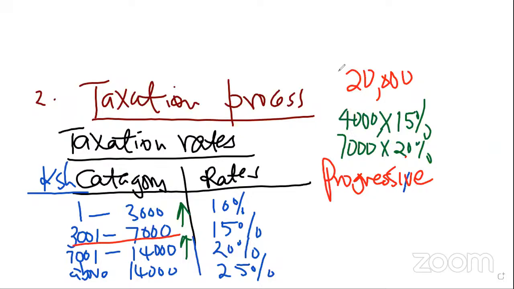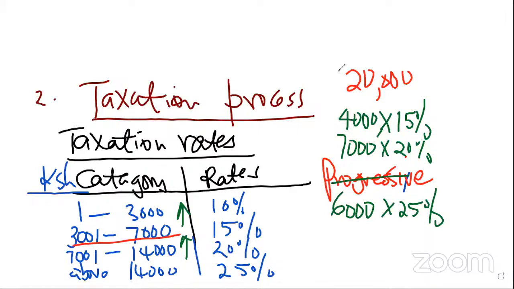Now, I've already taxed the first 3,000. I've taxed the next 4,000. I've taxed 7,000. How much money is yet to be taxed? 6,000. Can you hear me? How much money is yet to be taxed? 6,000. Yes. So what is above 14,000 is now the 6,000 that is remaining. That 6,000 will be taxed at the rate of 25%. And therefore, that way you are moving slab by slab or category by category.